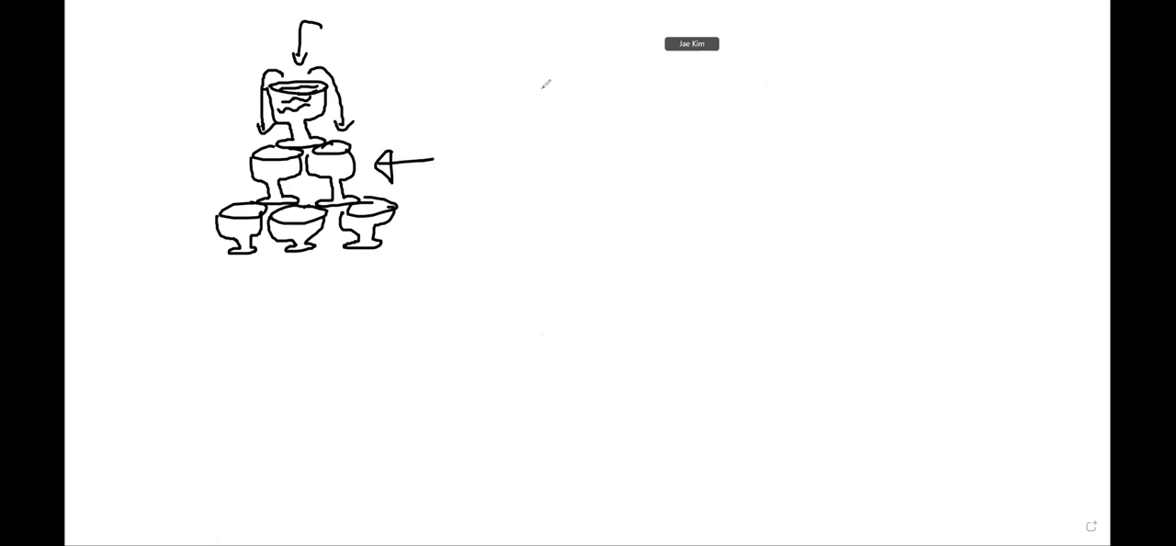Wouldn't they both be the same? It would be the same. So this left cup and the right cup would fill at the same rate. And as soon as these two fill up at the same rate and they begin to overflow, what's next? Once this overflows, the cups directly underneath it fill up at exactly the same rate.